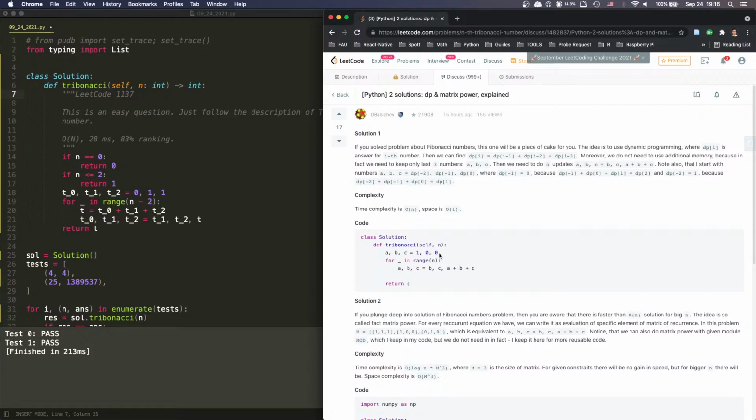C is... so A will equal B, B will equal C, C will equal A plus B plus C. So an initialized C will be 0. That's actually, I think it's -1. That's a -2 position, right? And then add them together, 1, right?